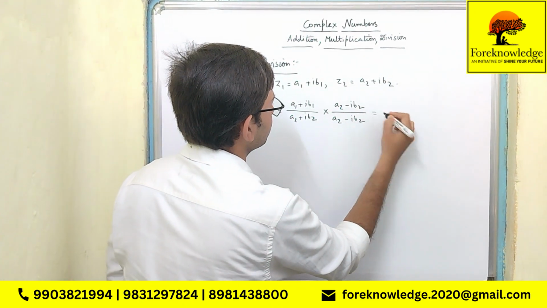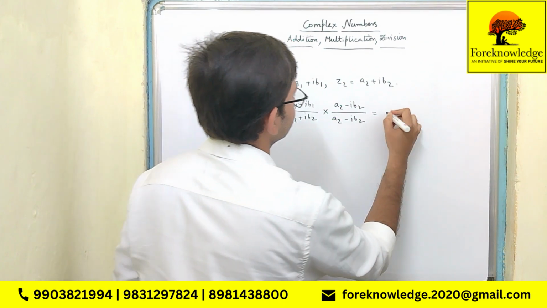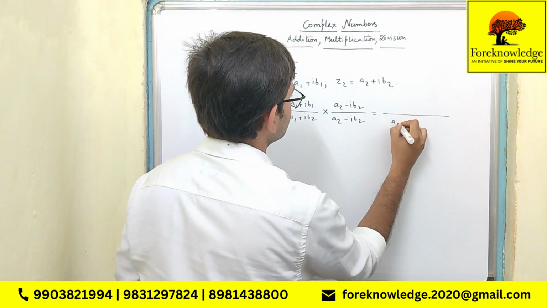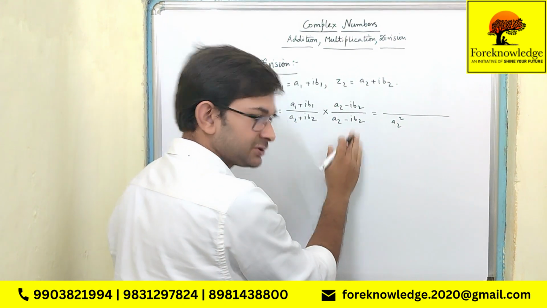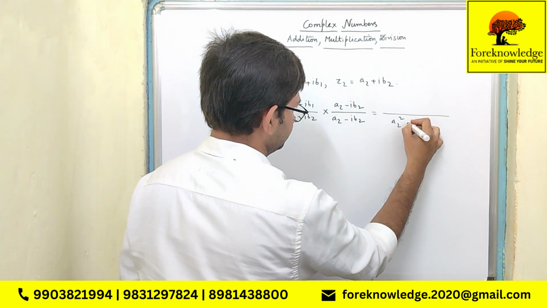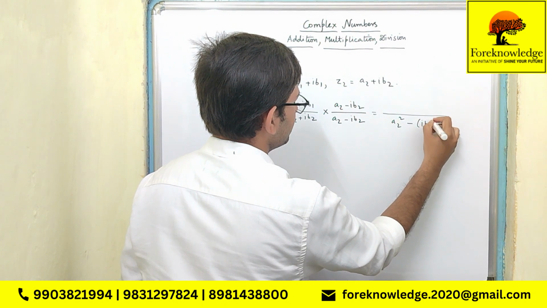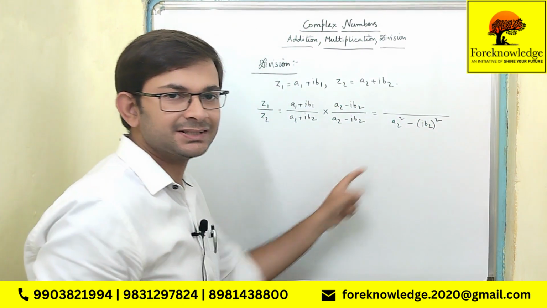So now multiply. What is the denominator? The denominator is a2 square, a plus b into a minus b, that is a square minus b square. So a2 square minus ib2 whole square. That is the denominator.